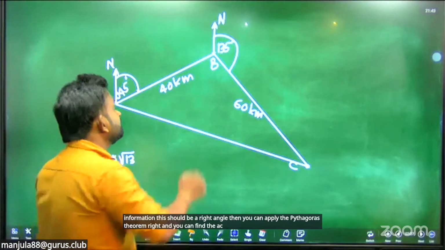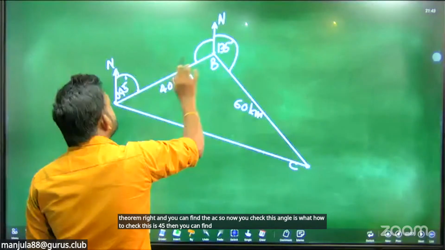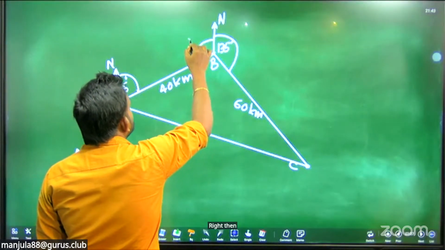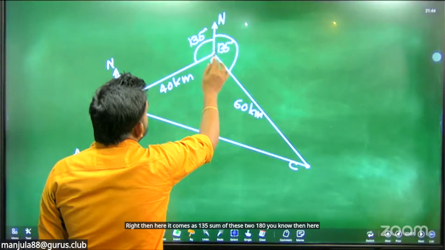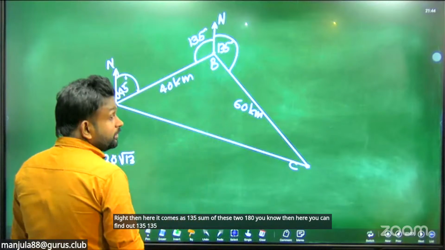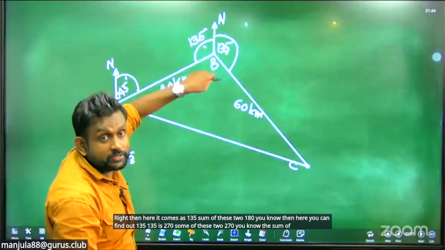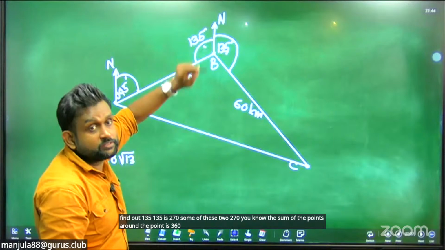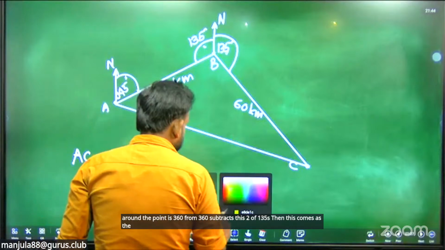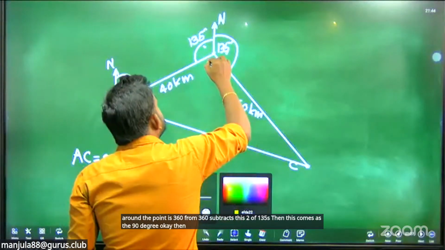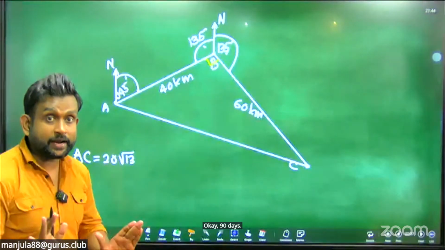So now you check this angle is what? How to check? This is 45. Then you can find out this one because these two are allied, right? Then here it comes as 135. Sum of these two 180. Then here you can find out 135. Sum of these two 135s is 270. You know the sum of the angles around a point is 360. From 360 subtract these two 135s. Then this comes as 90 degrees. Now this is a right angle triangle.